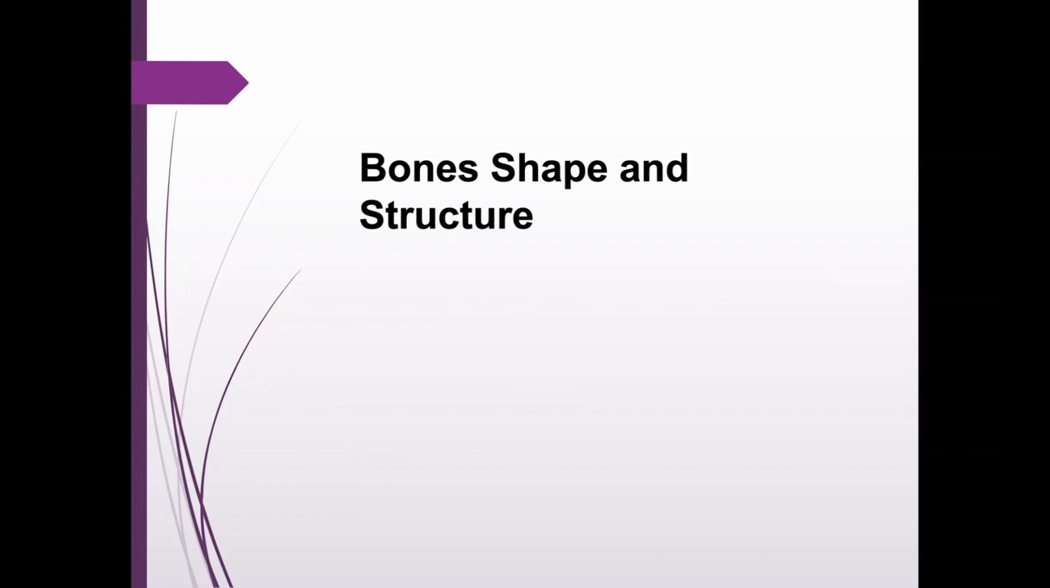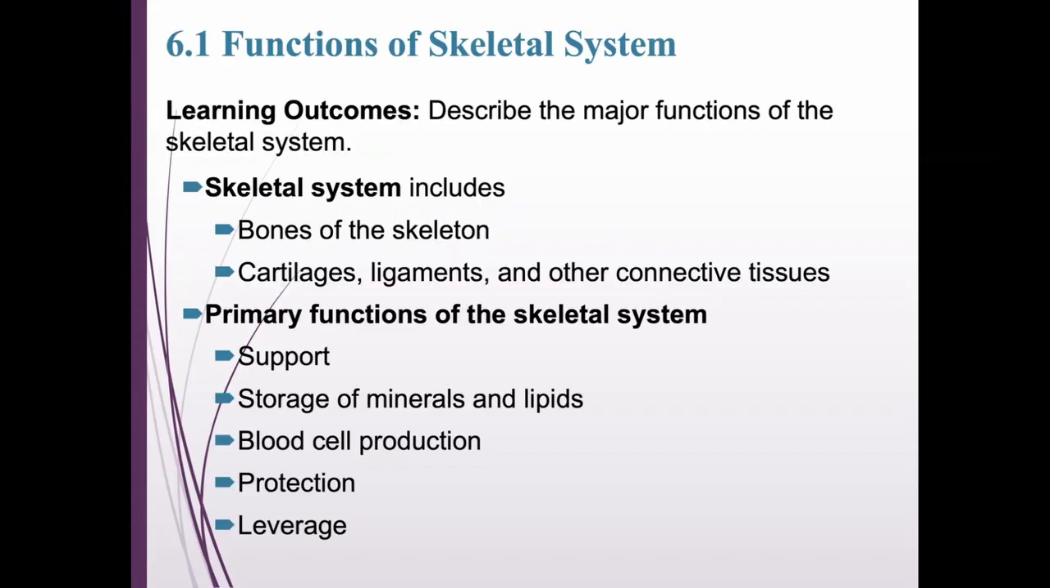Welcome to our discussion of the shapes and the structures of bones. Our focus in this section is going to be to describe the major functions of the skeletal system. The skeletal system is going to include not only the bones of the skeleton, but also cartilage, ligaments, and other connective tissues.